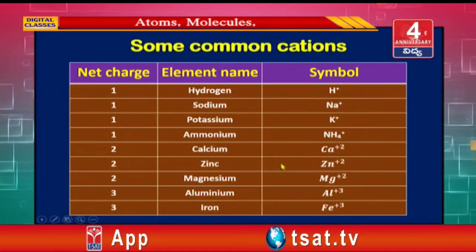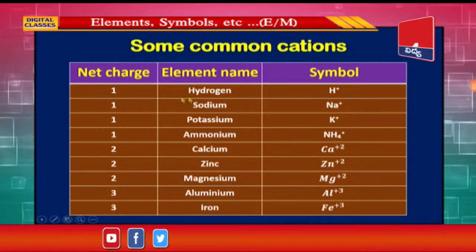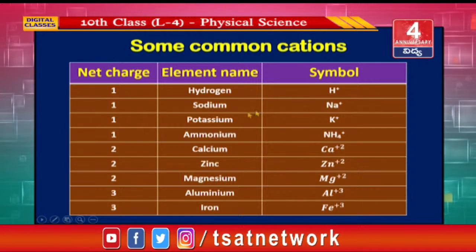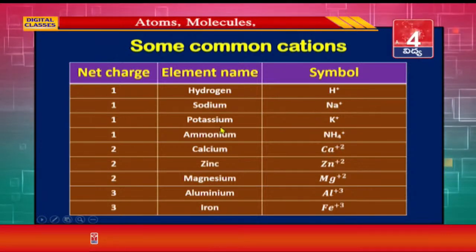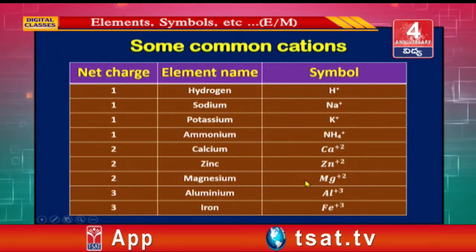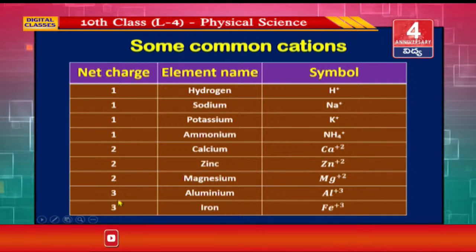Here are some common cations children. Cations are positively charged. The net charge of element hydrogen is 1 and its symbol is H+. For sodium it is Na+. For potassium it is K+, ammonium NH4+. We have elements with net charges 1, 2 and 3 here.